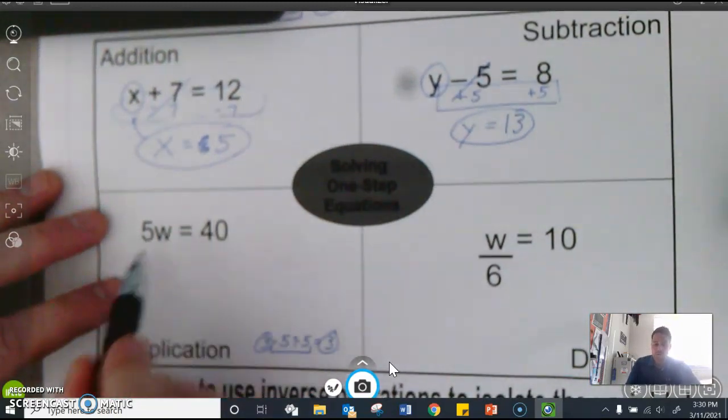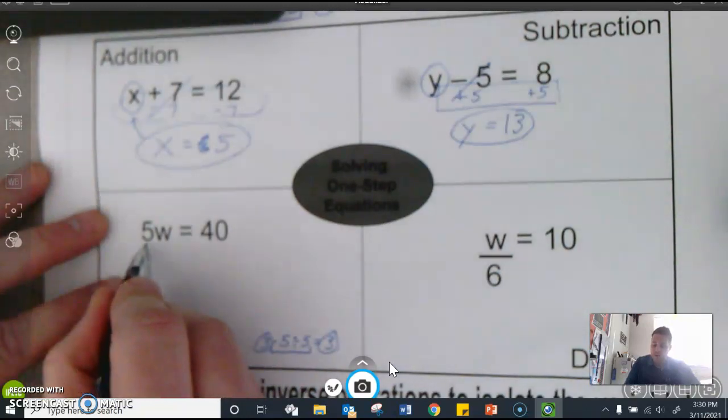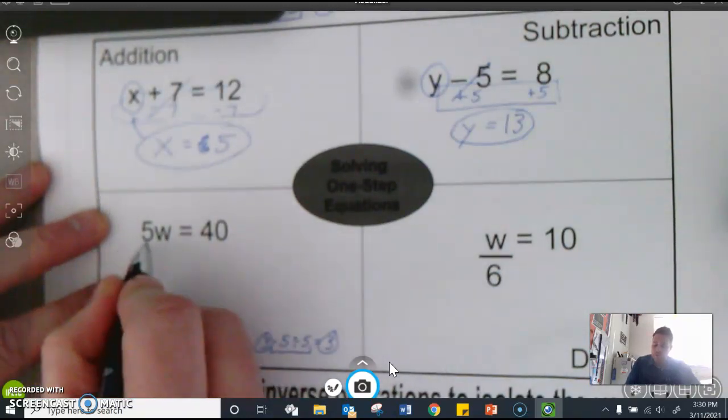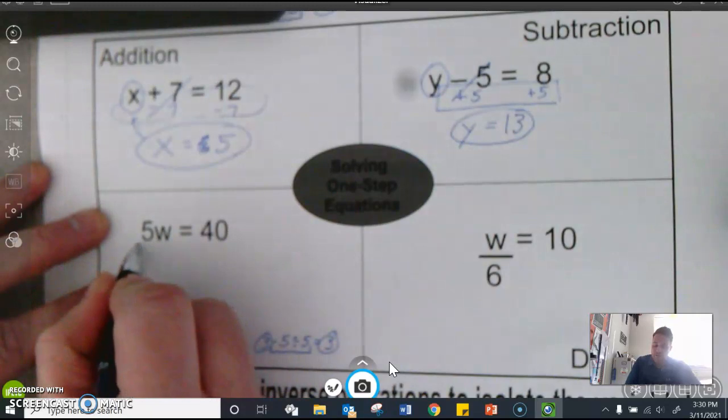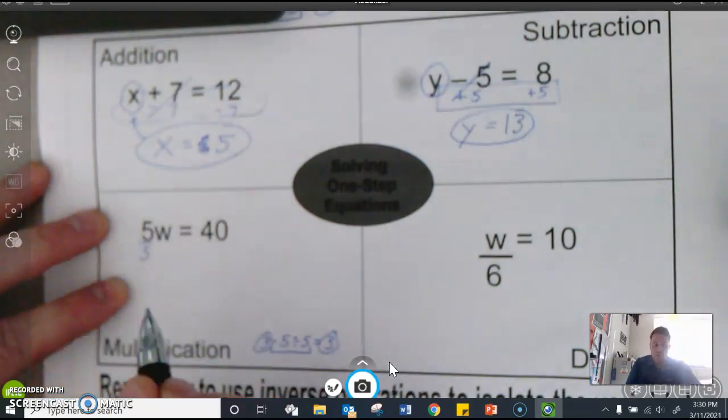So here we have 5w. Keep in mind, 5w means 5 times w. So here we have 5 times w equals 40. If they multiplied by 5, we're going to divide by 5 to undo it.